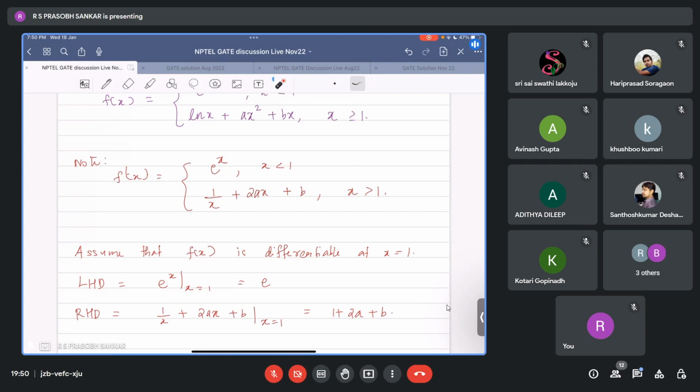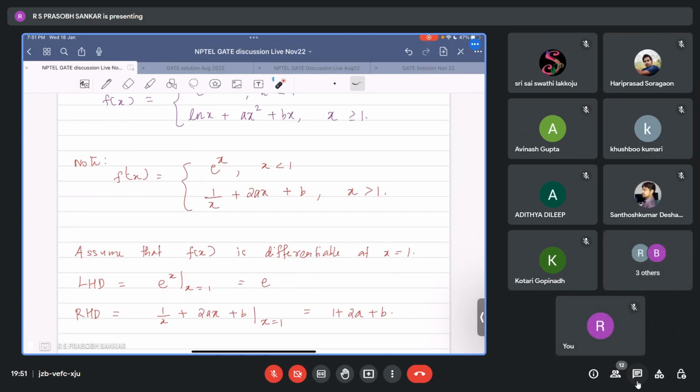So what is left hand derivative? The left hand derivative is basically the derivative of the function just before that point x equal to 1. That's the idea of left hand derivative. And in this case, e raised to x is the left hand derivative. So left hand derivative is e raised to x at x equal to 1, which is e. So this is clear, right? Any doubts here? Shall I continue?